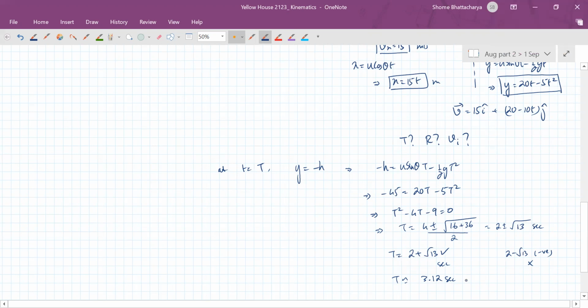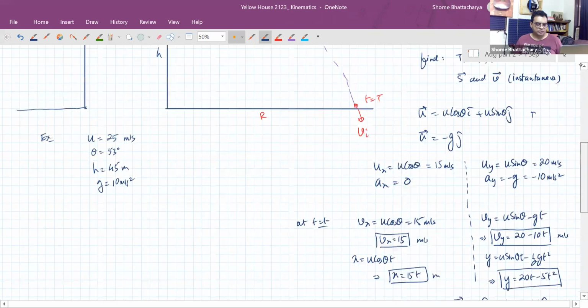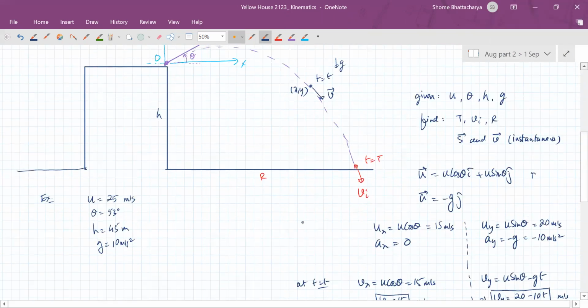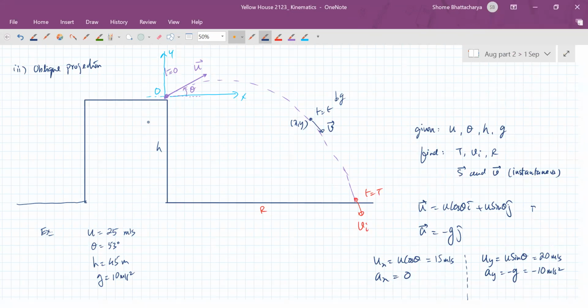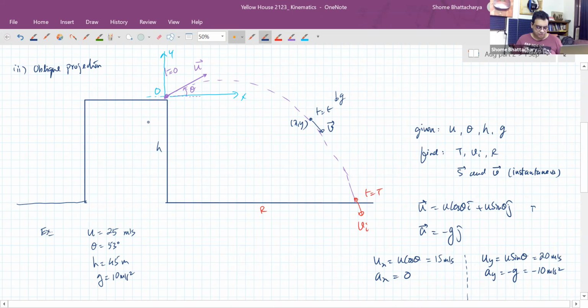Sir, at time t equal to capital T, how did you get y is equal to negative h? Look at the diagram above, you'll understand. You're taking the y-axis upwards, and the origin is at this point. Got it? Yes, understood. Distance is also covered in the negative y-axis, right, during the time of motion? Yes, yes.